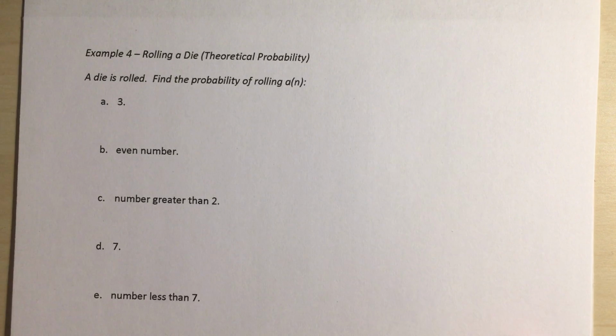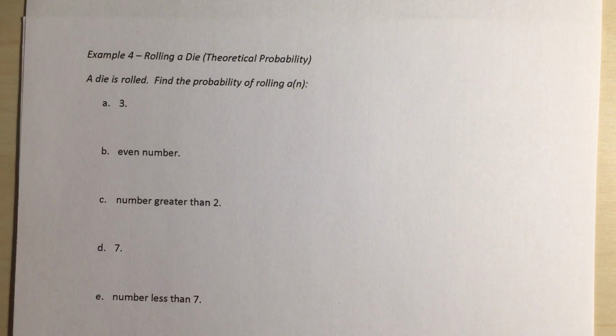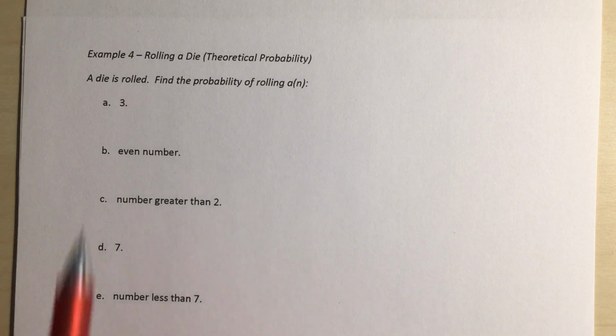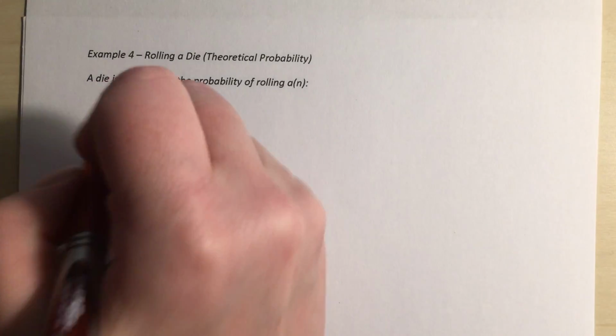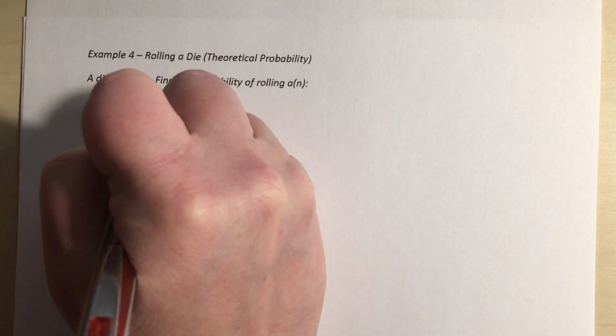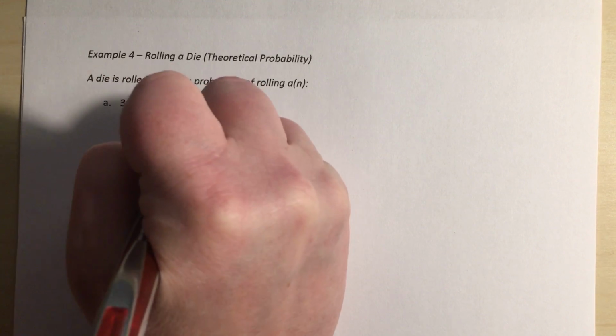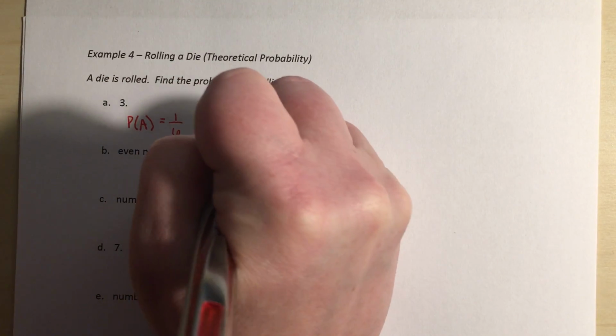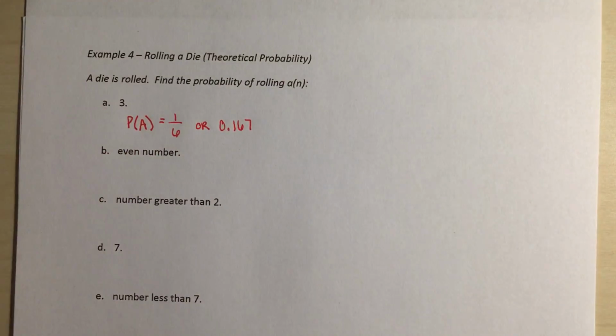For example 4, we're going to talk about rolling a die. Theoretical probability example: a die is rolled, find the probability of rolling, and we're going to go through a bunch of different cases. The first one, we're asked about the probability of rolling a 3. Unless we're told otherwise, we're going to assume that the die is a 6-sided die that has the numbers 1 through 6 on it. So that means that we have exactly one number 3 on our die. The probability, I'm going to call this event A because this is example A, is 1 out of 6, or if we write it as a decimal rounded to 3 places, 0.167.